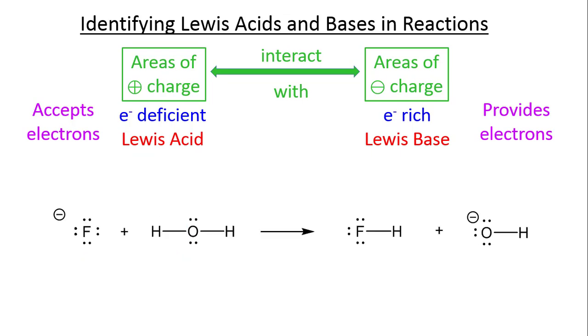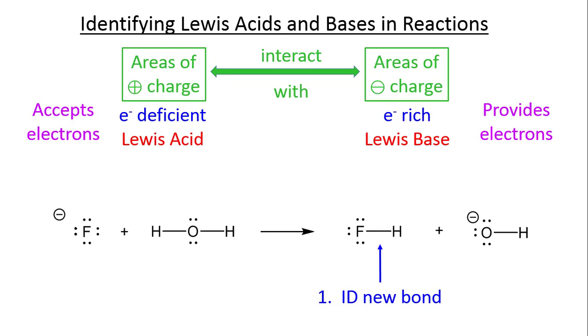In this reaction, fluoride ion reacts with water to form hydrogen fluoride and hydroxide ion. On the reactant side, fluoride is an anion, so we might suspect it will be the Lewis base. But again, let's ask what is the new bond that forms during the reaction. In this case, we identify the new bond as the HF bond.